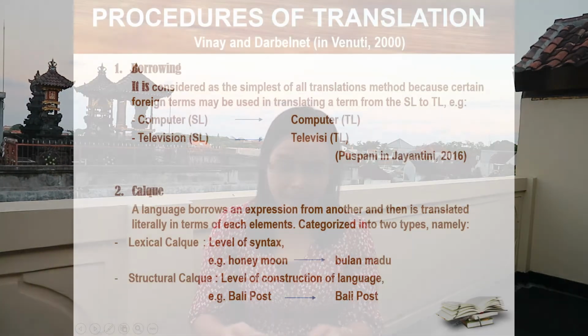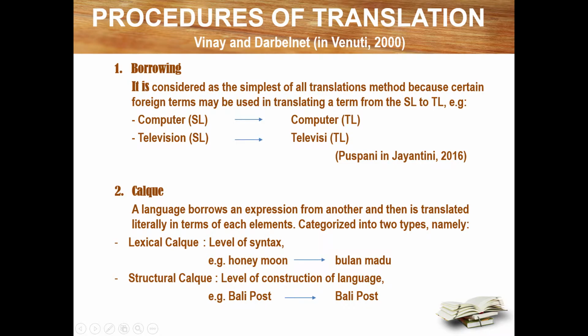Borrowing can be pure or modified, but in terms of procedures of translation by Vinay and Darbelnet, borrowing is only one, and I have given you the example to interpret the meaning of borrowing by Vinay and Darbelnet for their procedures of translation. And number 2 is calque. Okay, it is spelled C-A-L-Q-U-E. Calque is a special kind of borrowing whereby a language borrows an expression from another and then translates it literally in terms of each of its elements.